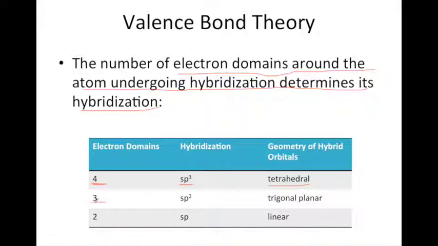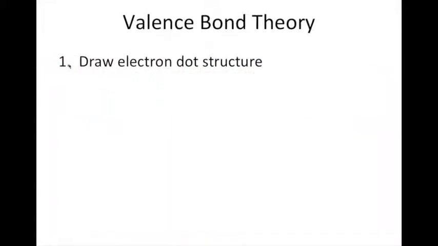If you have 3 electron domains, you will undergo sp2 hybridization, and the hybridized orbitals will be trigonal planar. If you have only 2 electron domains, that atom will undergo sp hybridization, and the hybrid orbitals will be linear. So this is very, very important to appreciate in order to determine the type of hybridization. So be sure you write this table down.